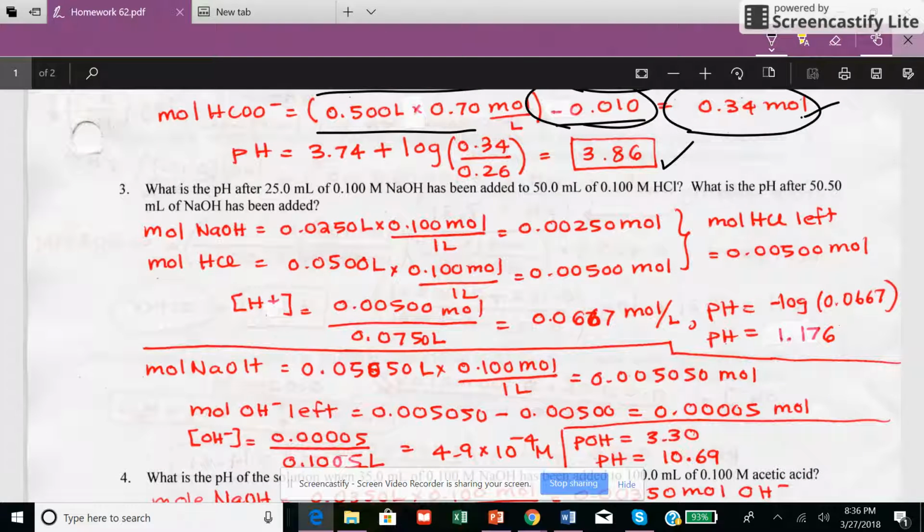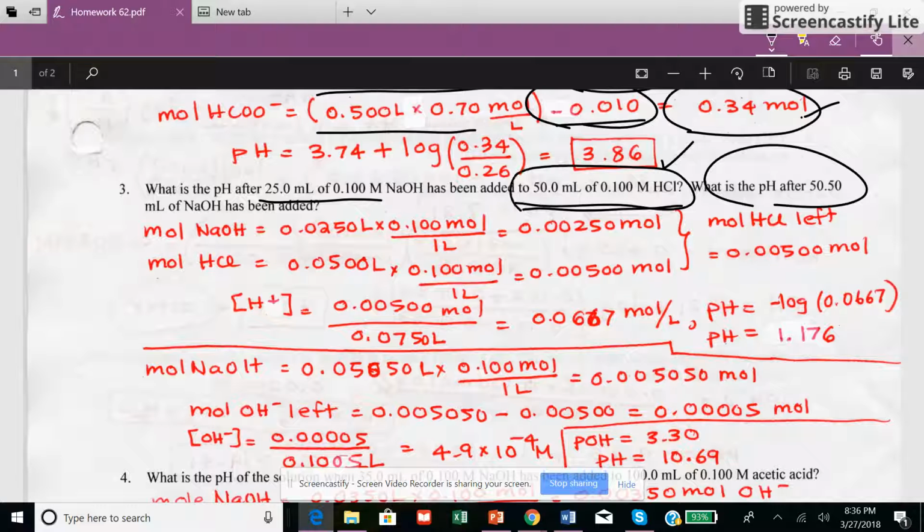Next one. What is the pH after you add 25 milliliter of 0.1 molar sodium hydroxide to 50 milliliter of HCl? What happened to the pH after 50.5 milliliter of sodium hydroxide has been added? Okay, so let's see over here. This is what you have in the flask. This is the amount of acid that you have, and this is the amount of the base that you added. You see that base is limiting, so at the end you're gonna have this quantity of HCl left.